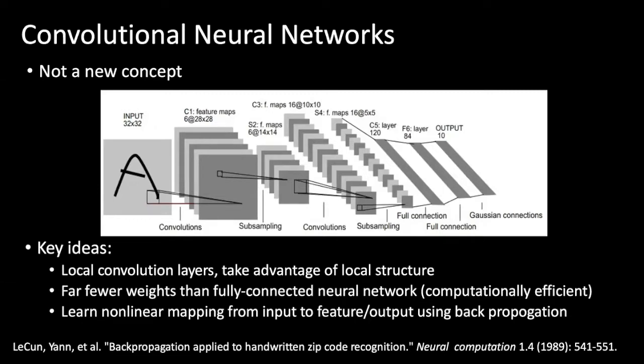And this isn't a new concept. This has been around for a long time. This is a paper from 1989. And the basic idea here is, instead of connecting every single neuron and every single layer to each other, you actually use a smaller group of weights, which is then rastered across the image. And this has several advantages. One of them is that you can take advantage of the local structure.